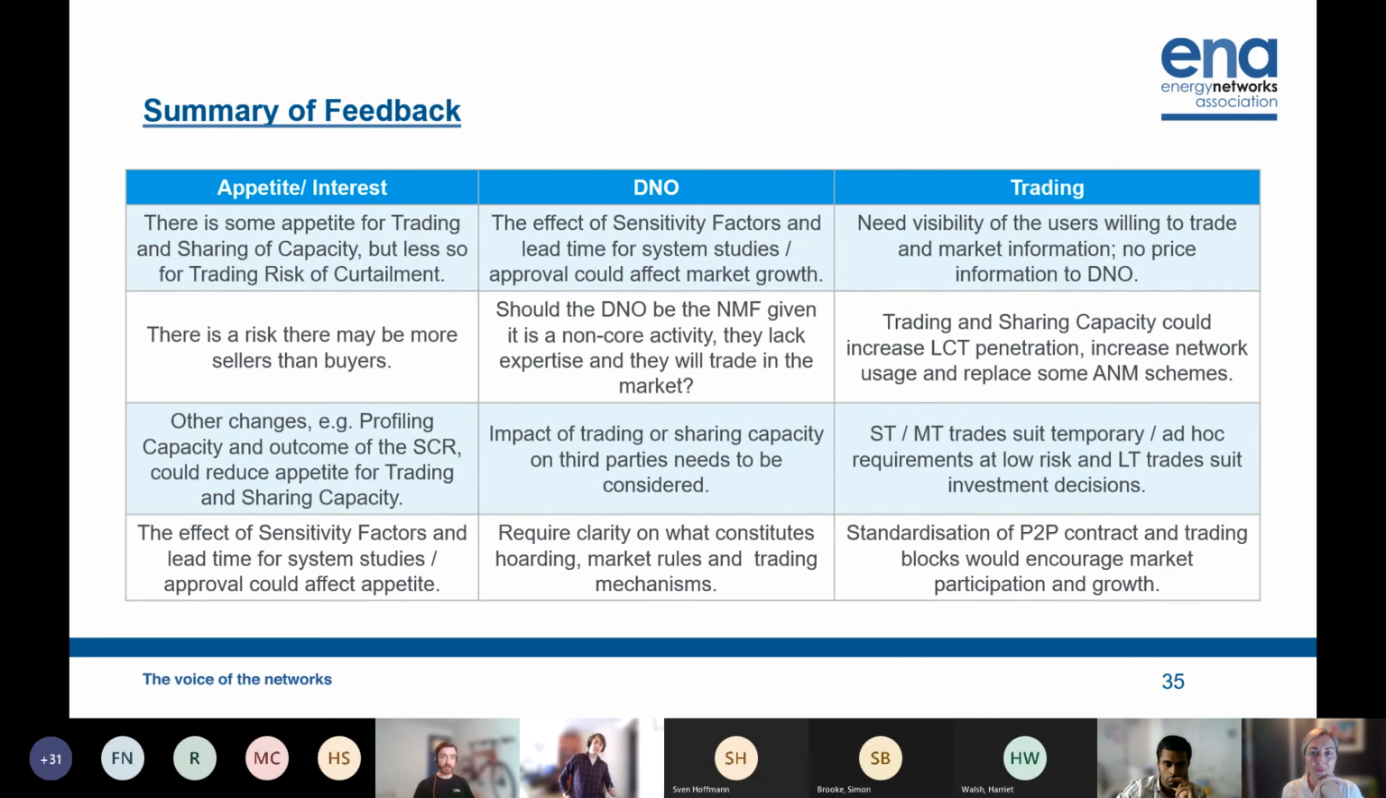There was quite a lot of feedback from this actually, and I'm happy to share the report at the end of this presentation if you're interested, but just to fly through a high-level summary of the feedback we received. As you might expect, people are interested in trading and sharing capacity, but there's less interest in trading risk of curtailment. Understandable, since you're investing in or paying for something that still has risk. There's a risk that there might be more sellers than buyers due to a huge variety of things that people might want to get rid of, but that might not meet other parties' specific requirements.